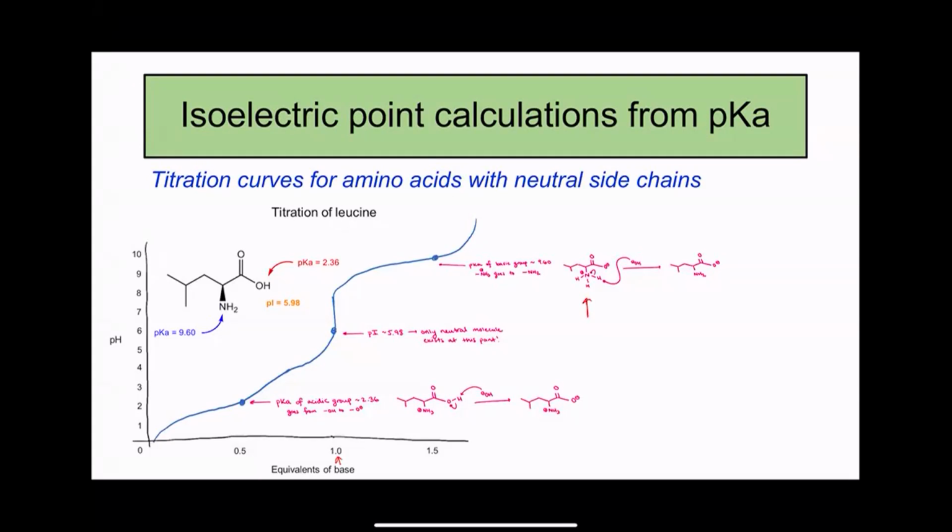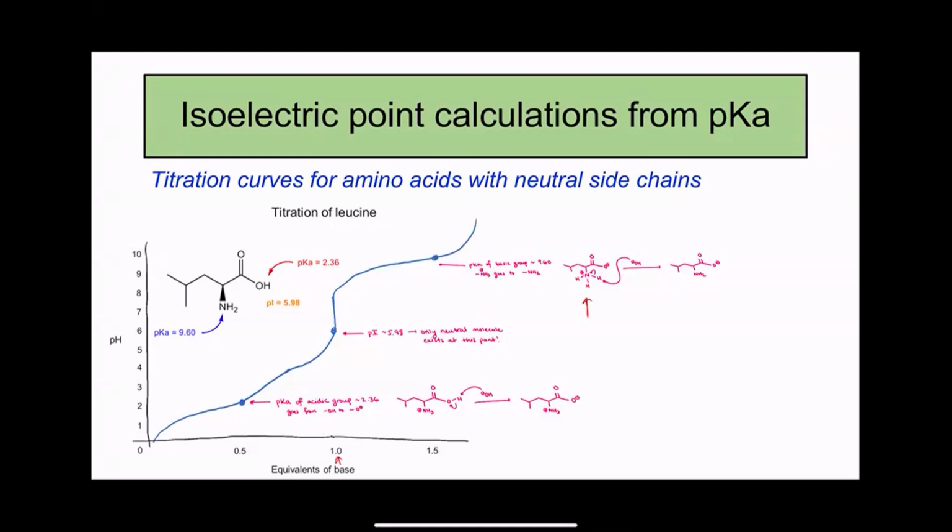Okay. Will it always be the one equivalent of base as the PI? So it depends on what type of side chain you're using. I'm going to keep going forward to the two other types of side chains, and then you'll be able to see how it differs a little.